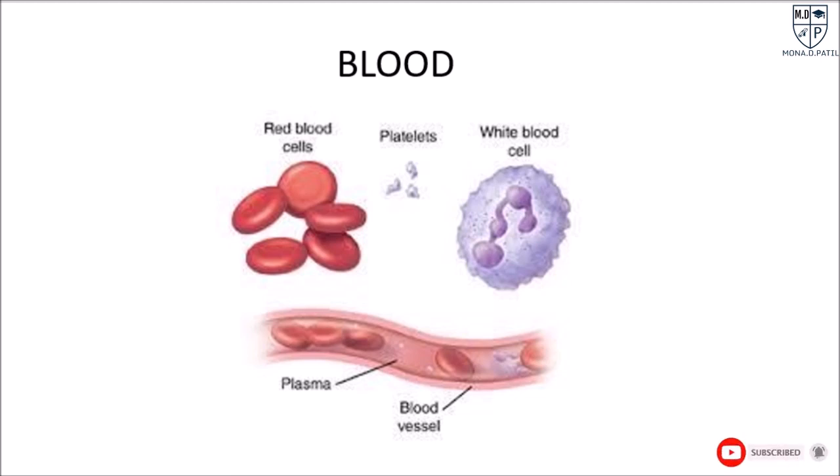Blood is a red colored fluid material. It is the fluid of connective tissue. The oxygenated blood is deep red colored, salty in taste, and its pH is 7.4. Blood is composed of mainly two components.